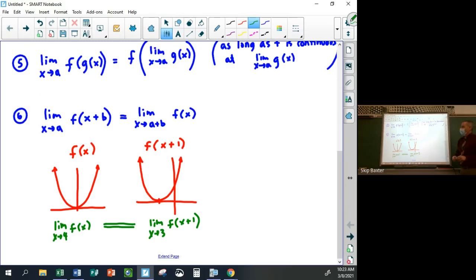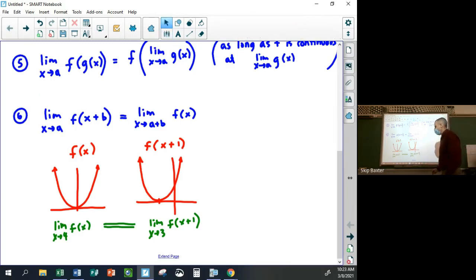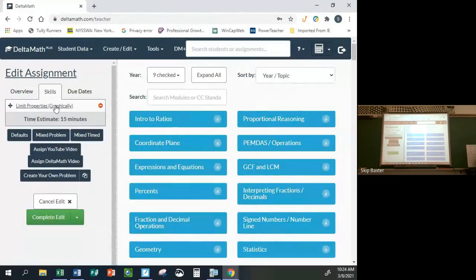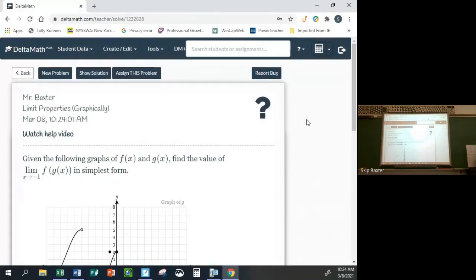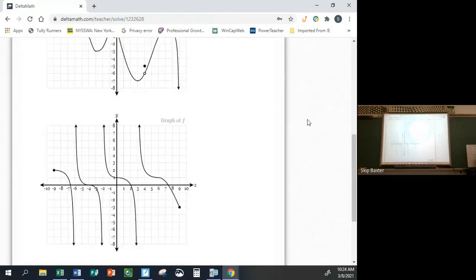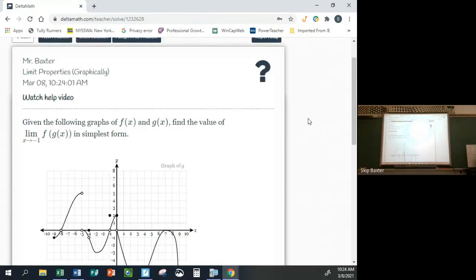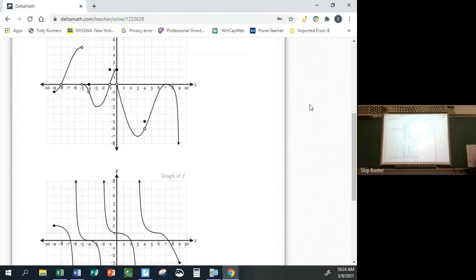Okay, so let me show you what these problems look like in Delta Math. They're going to give you the graphs of two functions, and they're going to ask you to calculate one of these limits. For example, here's the assignment. Okay, so they're giving you two functions, f and g, and they want you to calculate the limit as x goes to -1 of f of g of x. Let me scroll down and then I'll write it.